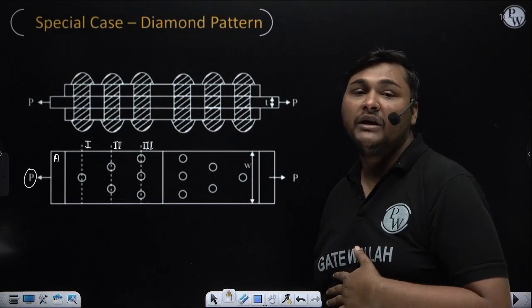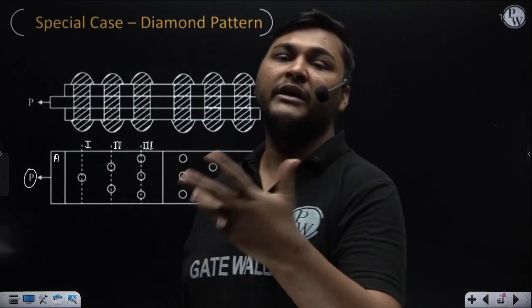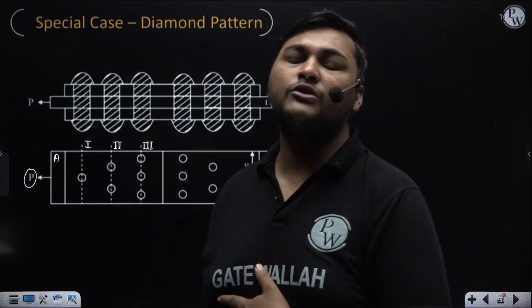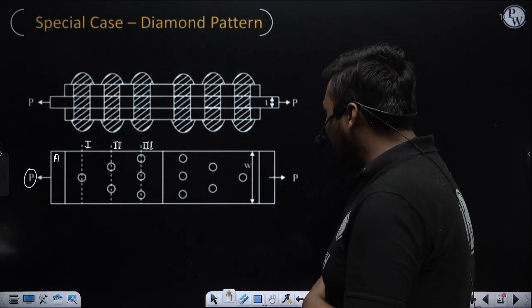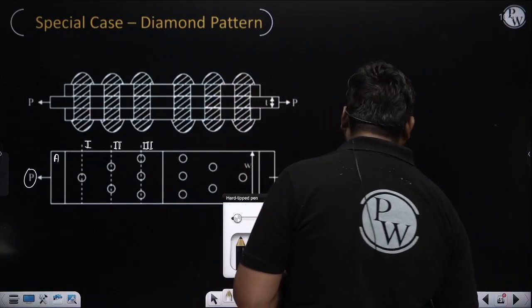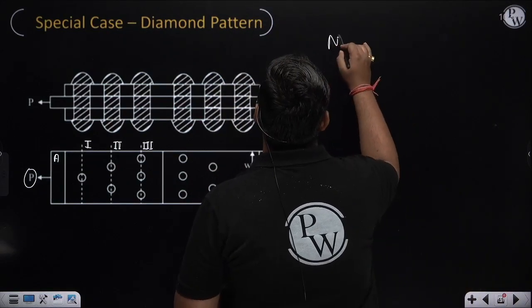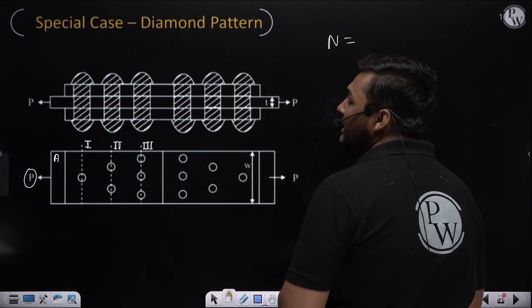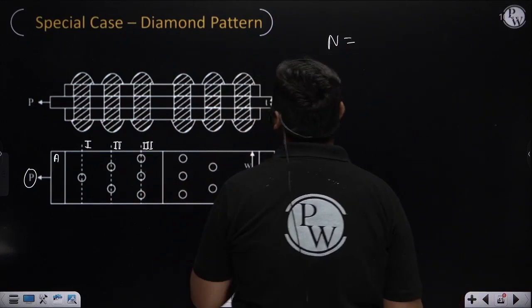So you cannot say the number of rivets in each row is small n, because here the number of rivets in each row is not the same. But if I ask what is the total number of rivets per plate, that you can count, and by counting you can find it. The total number of rivets per plate I am denoting as capital N.